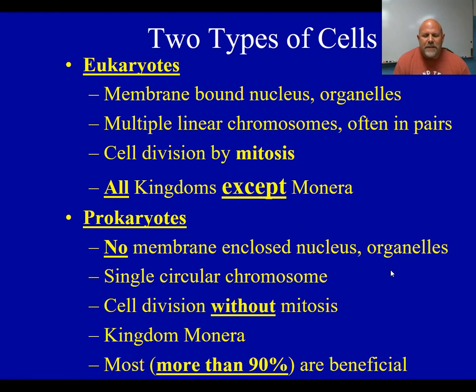So we have two main types of cells that are out there. We have eukaryotic cells, which means true chromosomes. Eu means true, karyot means chromosomes. So we have eukaryotic cells, which are what we're made up of, and we'll look at that a little more in depth here in a minute. And we have prokaryotic cells, which means first chromosome, and those are what bacteria are made up of.